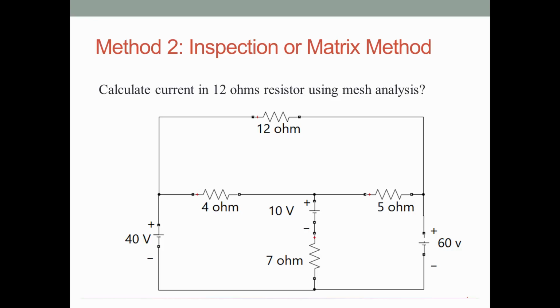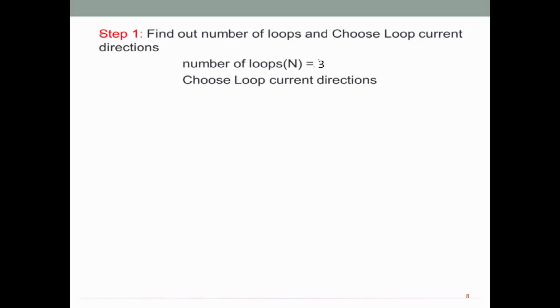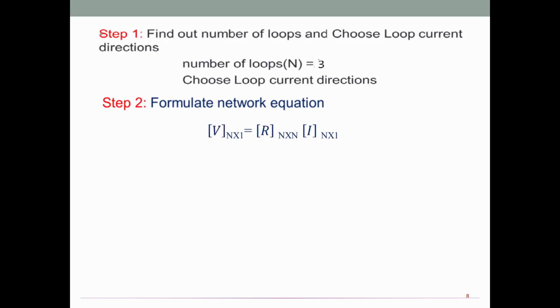Look at this problem. We have 3 loops. Find out loop current directions. So this is step number 1. And step number 2 is formulate network equation. How to formulate network equation?